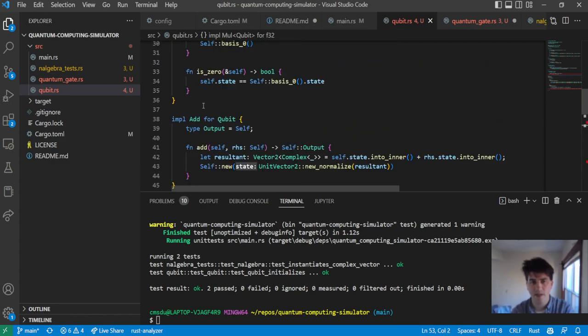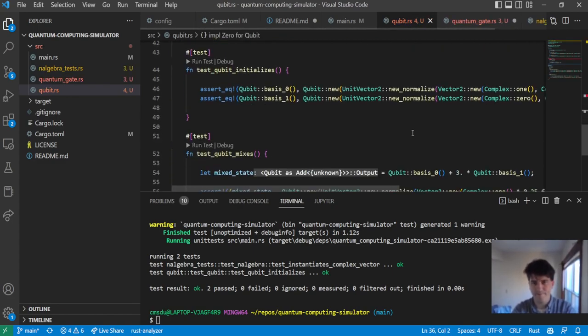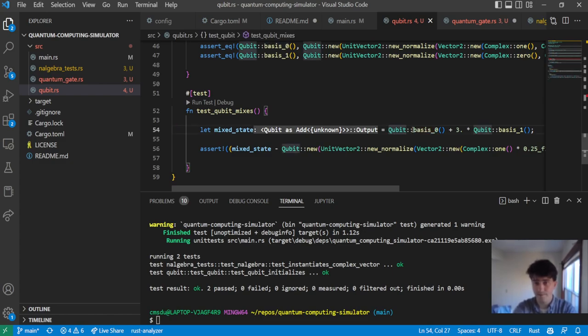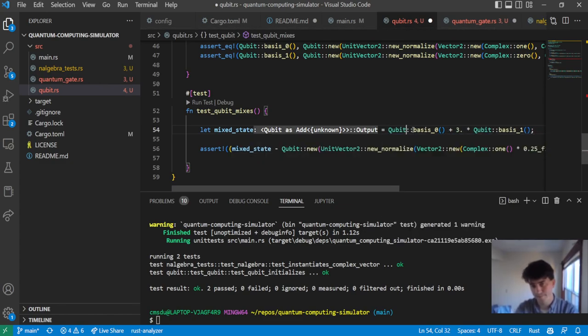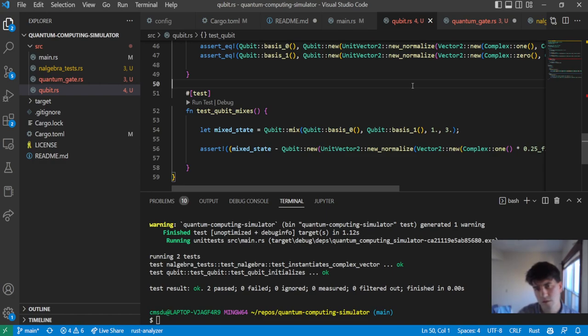So maybe we don't add these now that I did all that work. Let's not do that. And let's just say qubit. Let's see here, basis 0, just a qubit.mix. And then we'll do basis 3, basis 0, basis 1, 1, 3. So the idea then would be you give it two qubits and it mixes them with the appropriate coefficients.